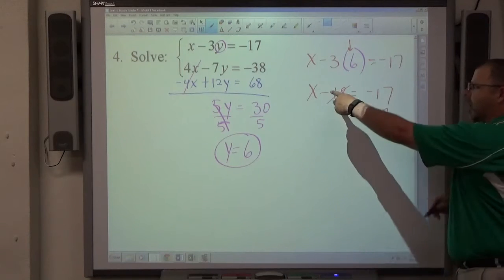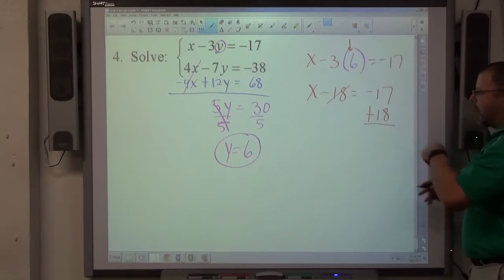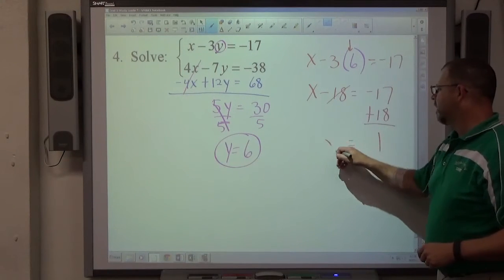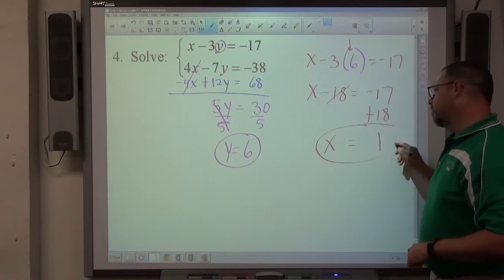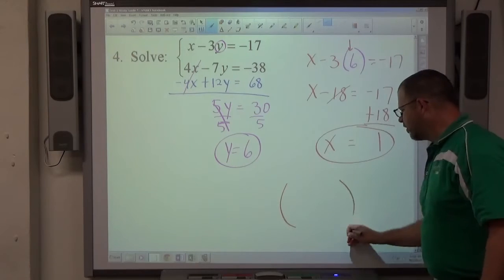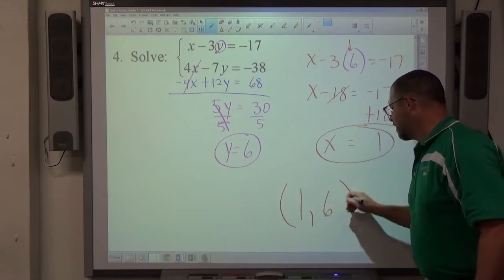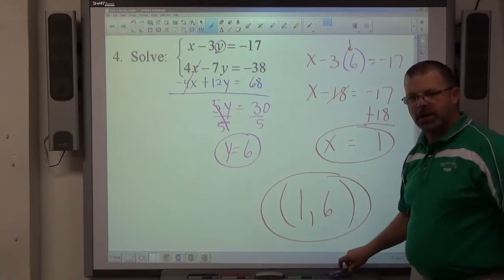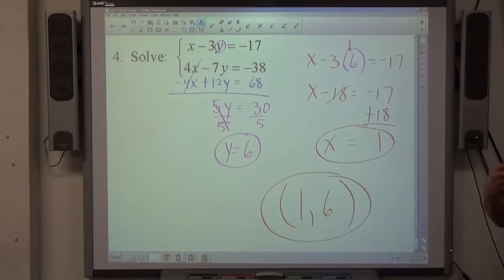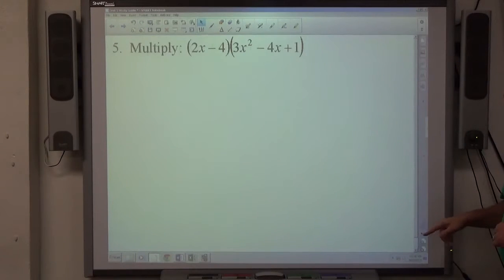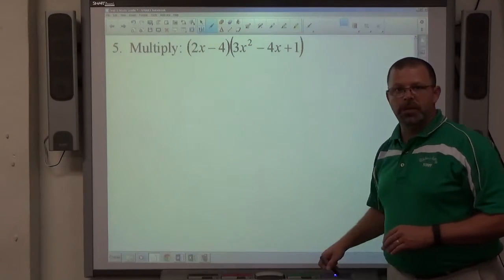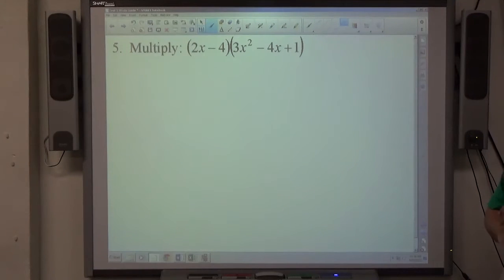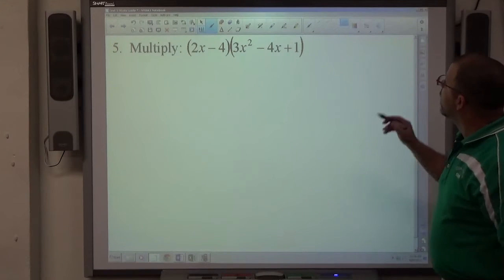We move 18 across, change its sign. These signs are opposite, so I subtract. 18 is bigger than 17, so it's positive. X ends up equaling a positive 1. Y is a positive 6. X first, y second, ordered pair, always for an answer for those problems. That's 3 problems of that type altogether in the test. That's 21 points. So make sure you've got your techniques under control on that so you do well.